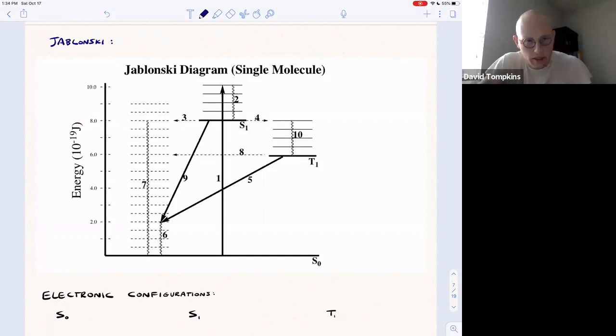Depending on that wavelength of photon, there will be different sorts of transitions that can be accomplished. So essentially, the Jablonski diagram is giving us a description of energy transfer when molecules absorb photons and then release energy through different mechanisms.